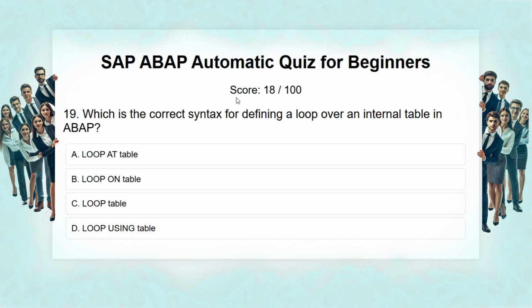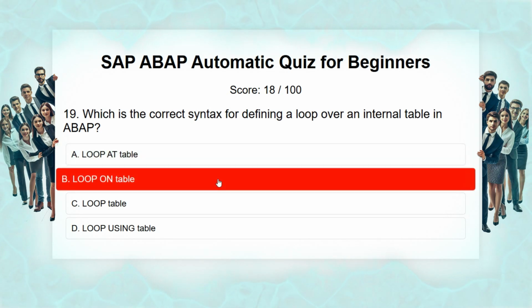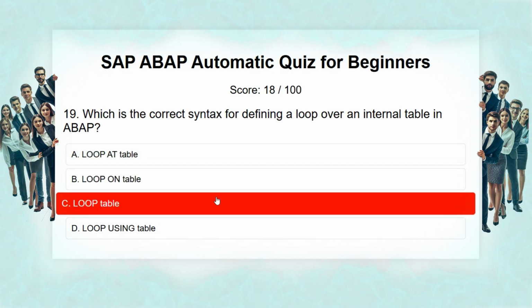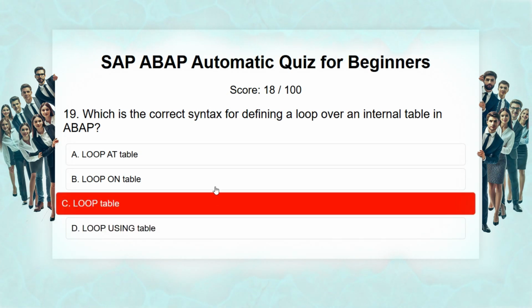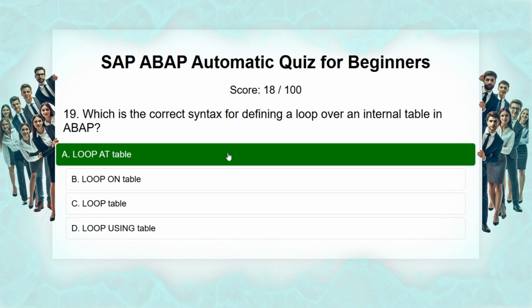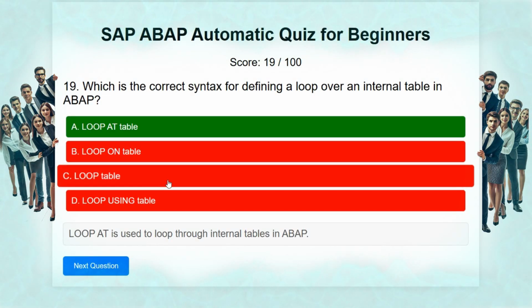19. Which is the correct syntax for defining a loop over an internal table in ABAP? A. Loop at table. B. Loop on table. C. Loop table. D. Loop using table. Correct answer. Loop at is used to loop through internal tables in ABAP.